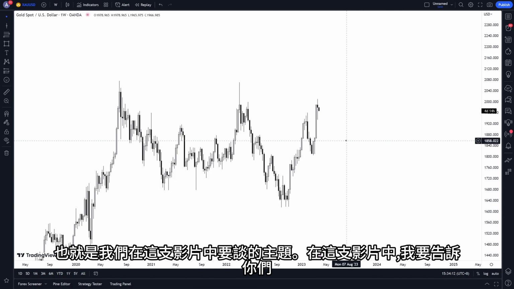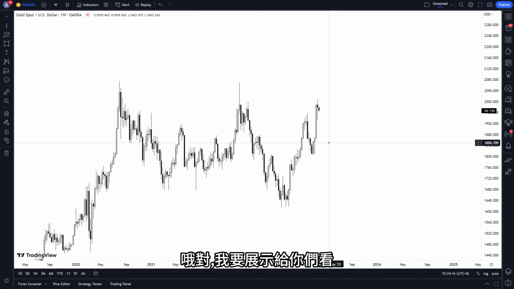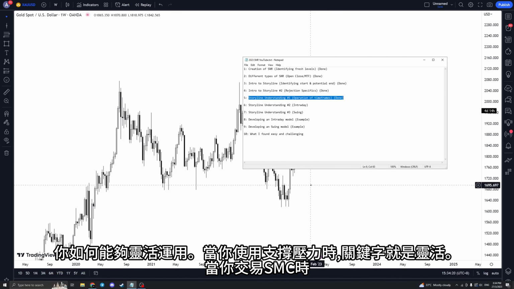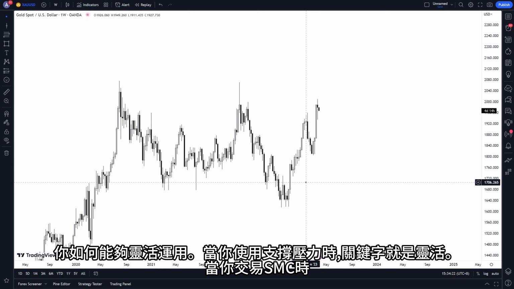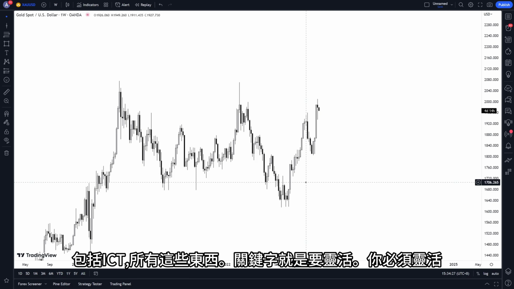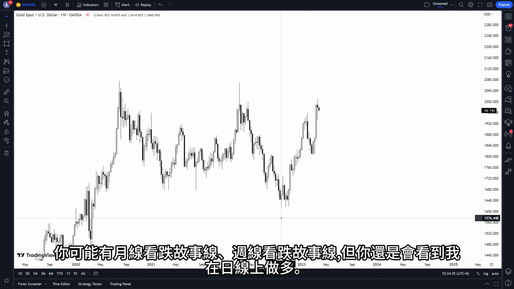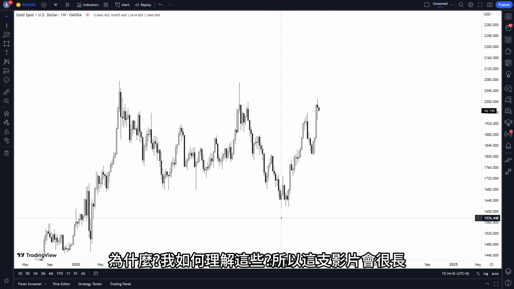And in this video, I'm just trying to tell you guys, I kind of lost my train of thought there. I'm just going to show you guys exactly how you can be flexible. The key word when you're using SNR, the key word when you're trading SMC, Michael J. Huddleston's ICT, all these things, the key word is to be flexible. You have to be flexible with these charts. And that is how you see me take sell trades, buy trades, sell trades, buy trades. You could have a monthly bearish storyline, a weekly bearish storyline, but you'll see me on my chart buying on the daily still. Why? How do I understand these things?